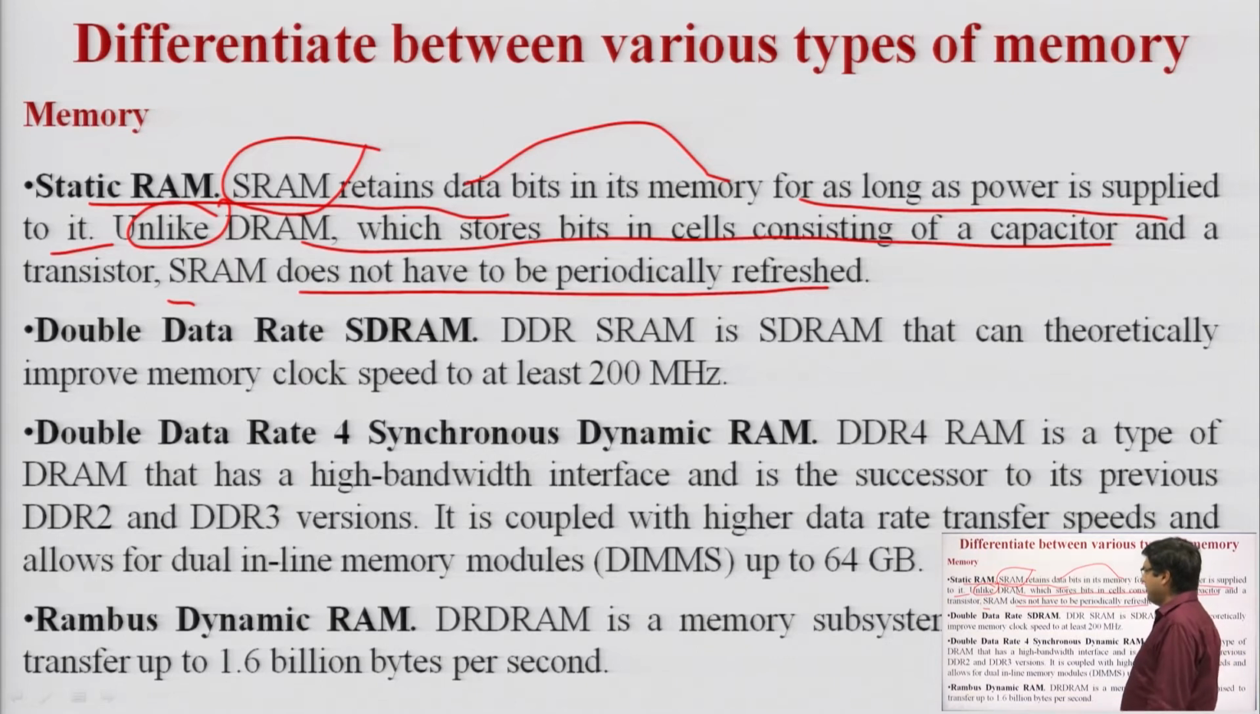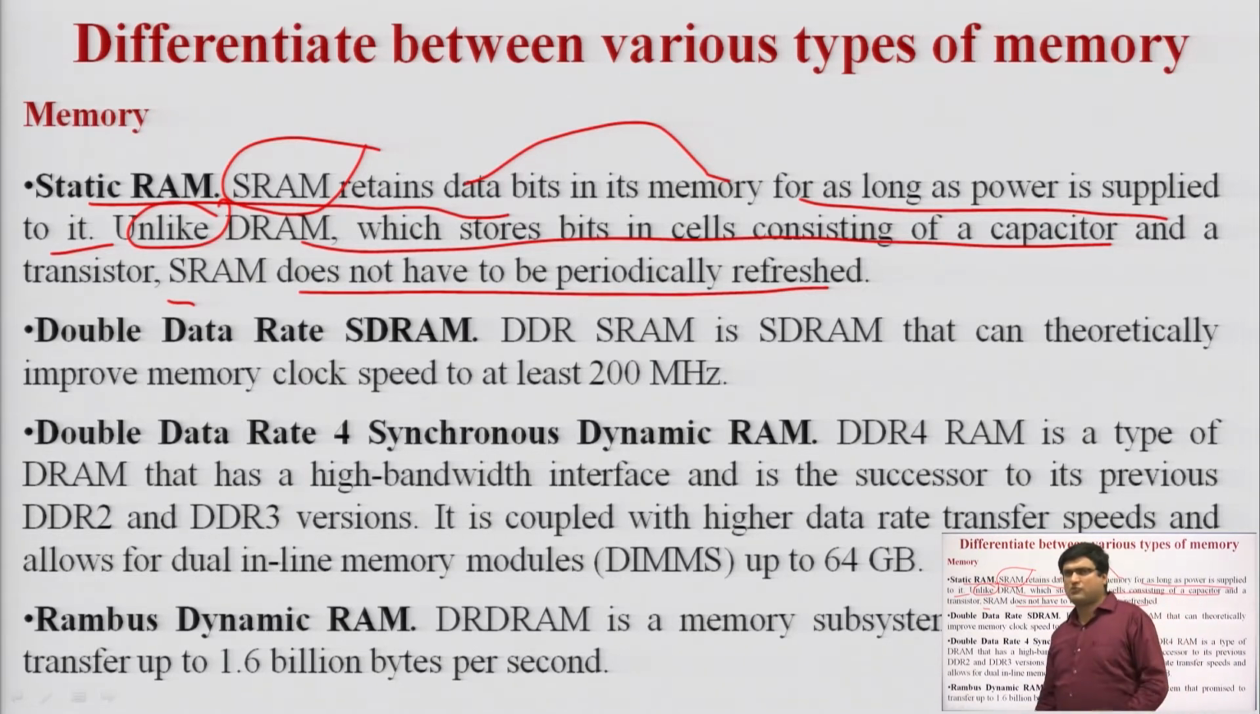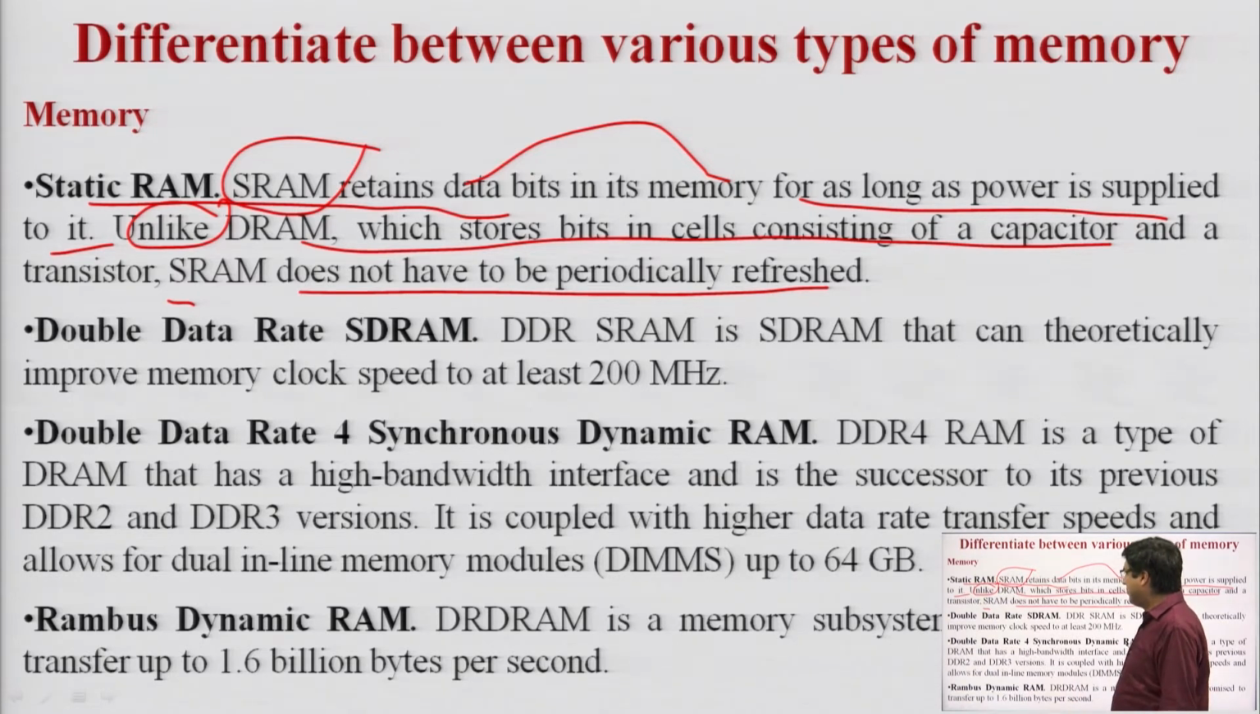So, what will happen in the case of static RAM? The contents do not need to be refreshed again and again. But in the case of DRAM, periodically we need to refresh the contents again and again. Refreshing means that we have to retrieve the contents again and again.